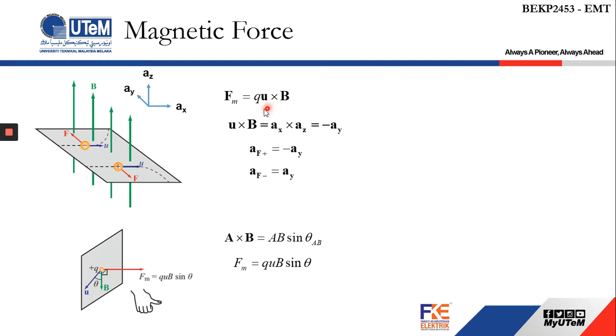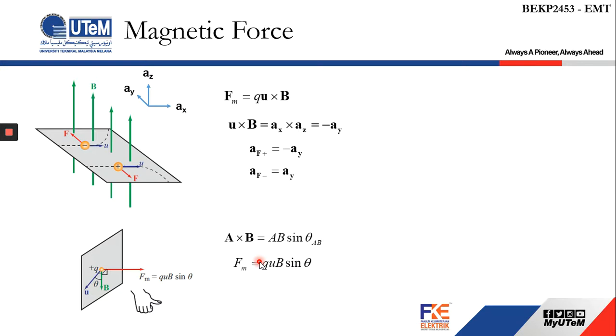Since the equation here has Q u cross B, we can take the magnitude of the magnetic force as equal to Q u B sine theta, where theta is the angle between the movement of the charge and the magnetic flux. As you can imagine, if theta is 0, sine theta will be 0, so the magnetic force will be 0. In other words, if the charge is moving in the same direction or 180 degrees opposite to the magnetic flux, then the magnetic force will be 0.